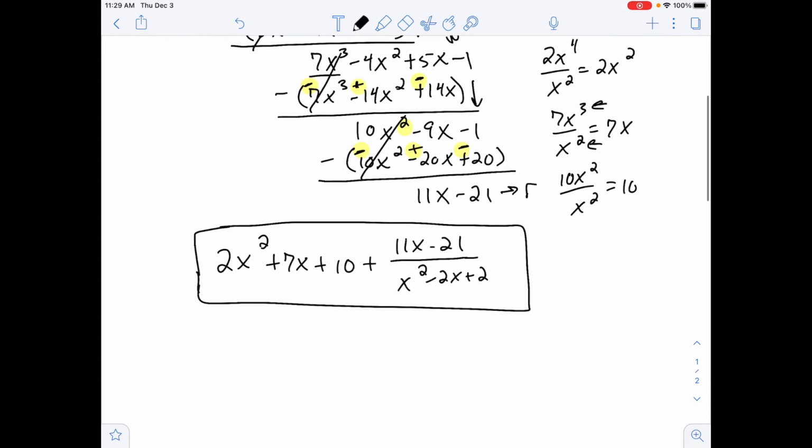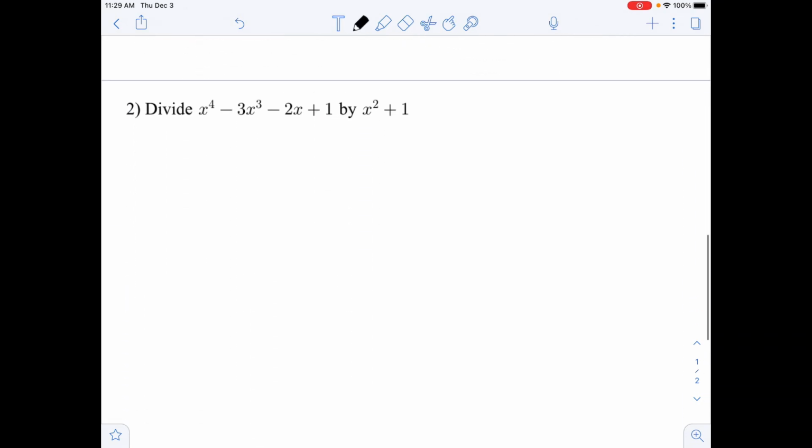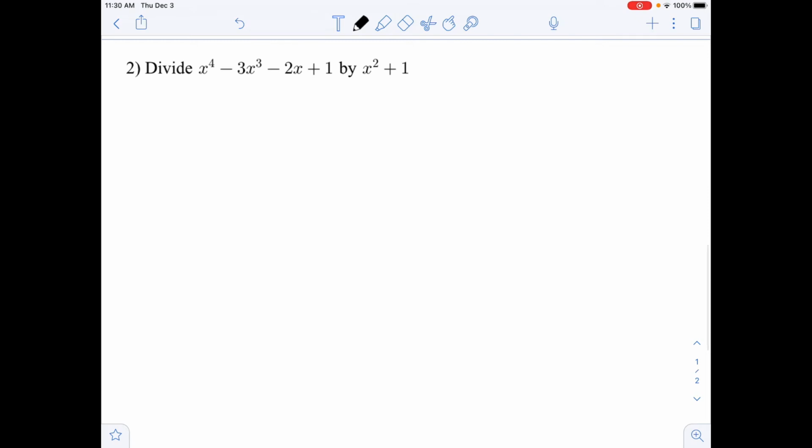All right, so let's take a look at another one. Scroll this up. So here we want to divide this out. So we're going to go ahead and set it up. So x squared plus 1. Then in our house, remember if something's missing, we're going to put a placeholder in there. And in this case, we're missing the x squared term again. Plus 0x squared minus 2x plus 1.